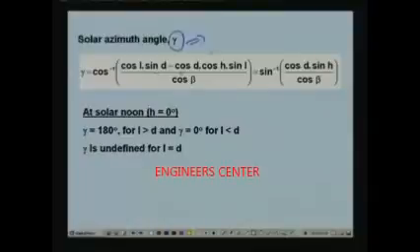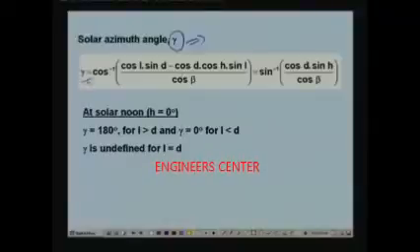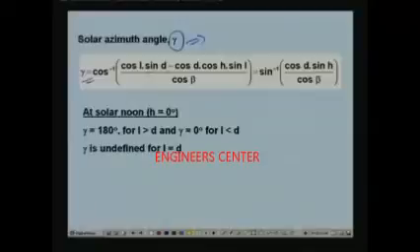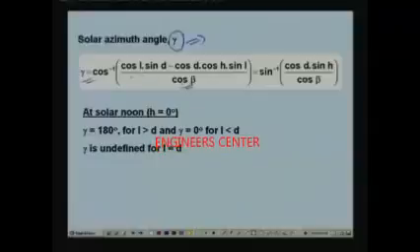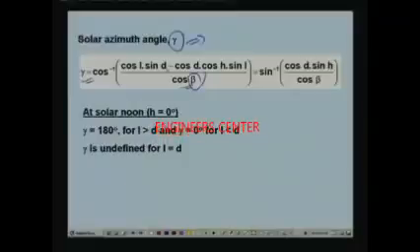So, if you take that convention, then this is given by gamma is equal to cos inverse of cos L into sin D minus cos D into cos H into sin L, divided by cos beta. As you know, again L is the latitude, D is the declination, H is the hour angle, and beta is the altitude angle. Okay, so this is again a function of the basic angles only, because beta is a function of basic angles L, D and H, right.